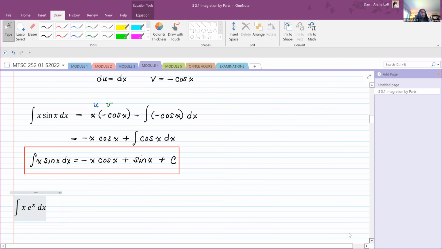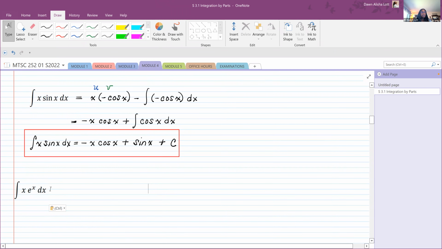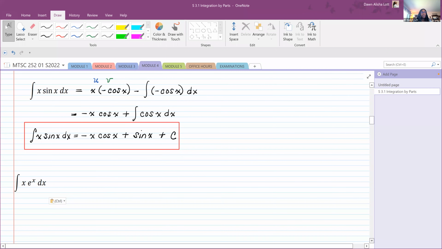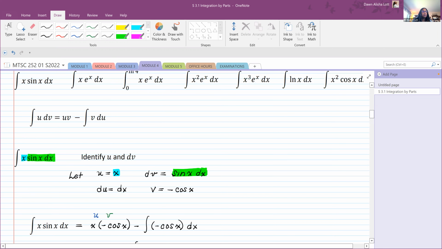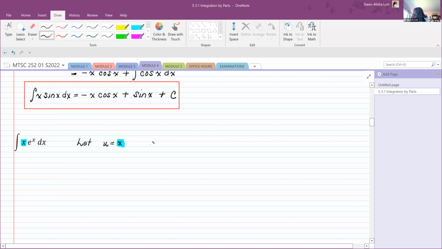All right. So once again, I need to identify u and dv. Since I like the fact that making x a polynomial works for me, why don't I let u just be x. So u is just the x part. And then dv is the only thing that's left in the problem. So that is e to the x dx. So dv is all that's left.